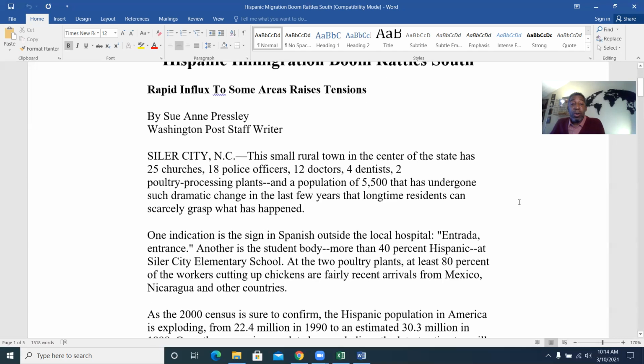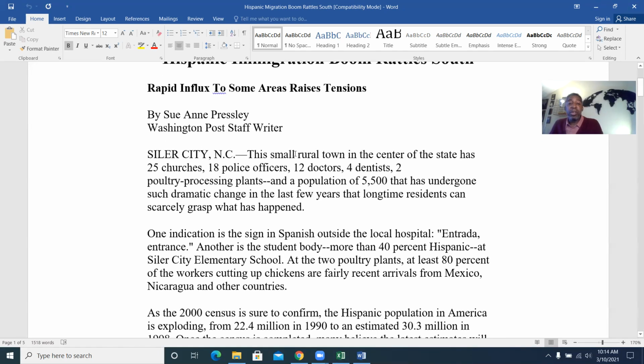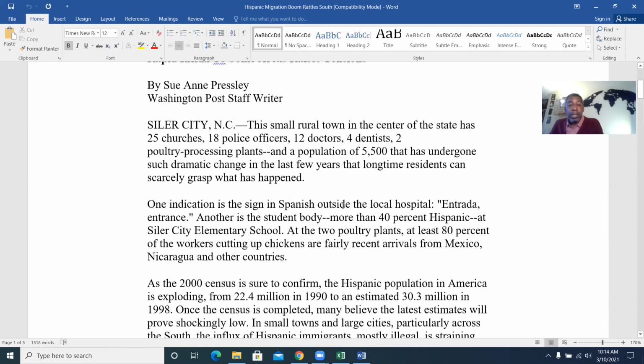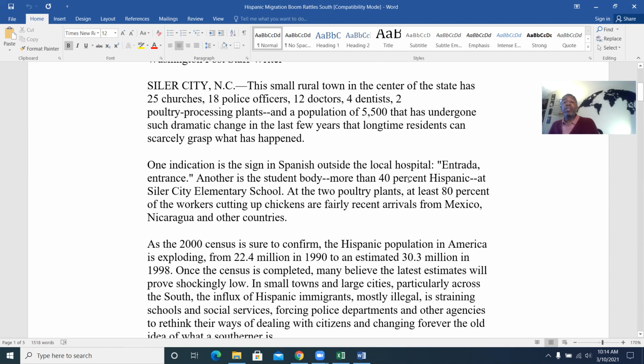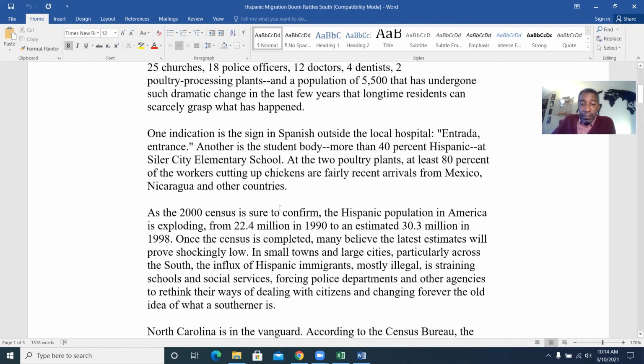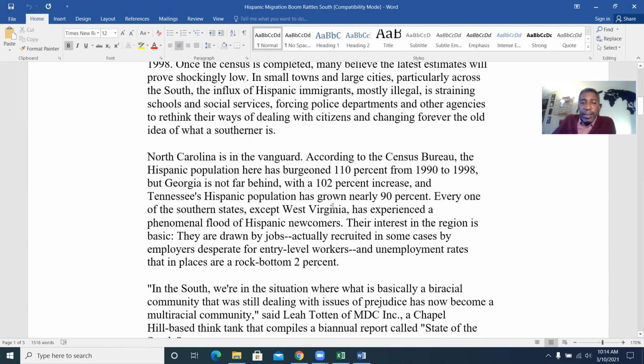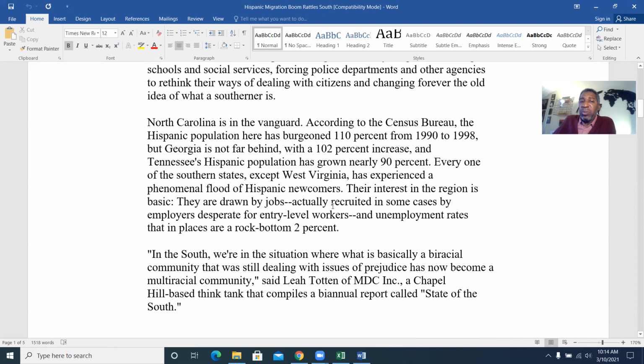And so as a result, we had places like Siler City, North Carolina, that has these poultry processing plants. It's a small town in North Carolina, 5,500 people, but 40% of the children at their elementary school were Latinx. And so places like North Carolina weren't really ready for this influx. As you can see, from 1990 to 1998, Tennessee's Hispanic population grew by 90%.